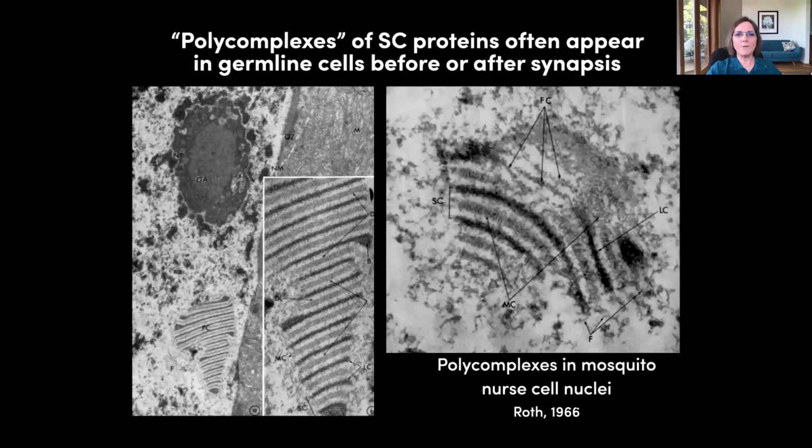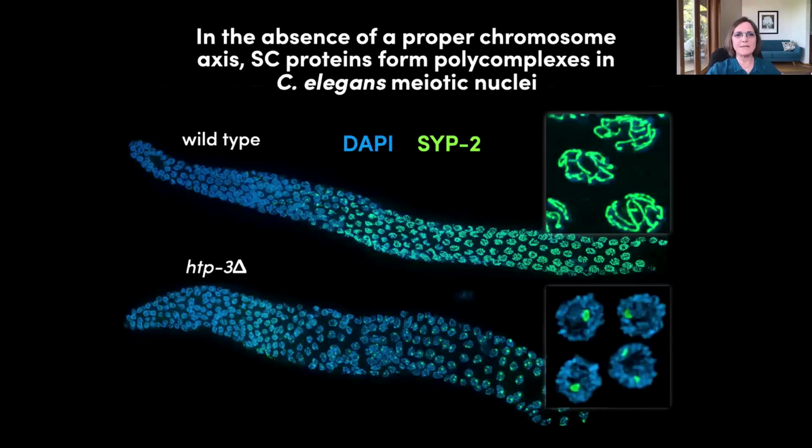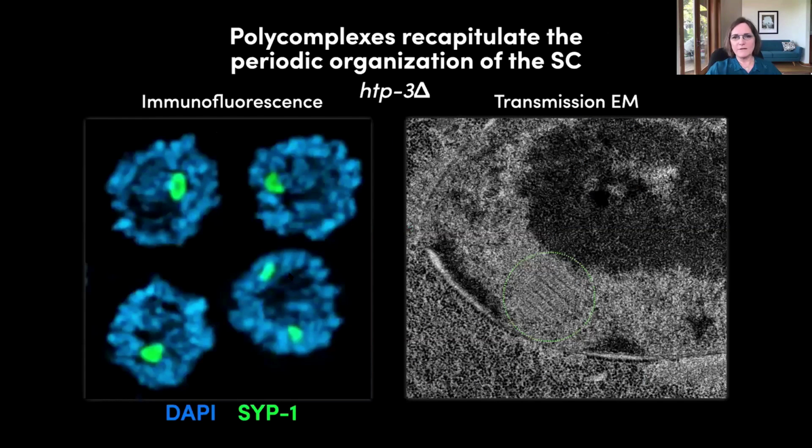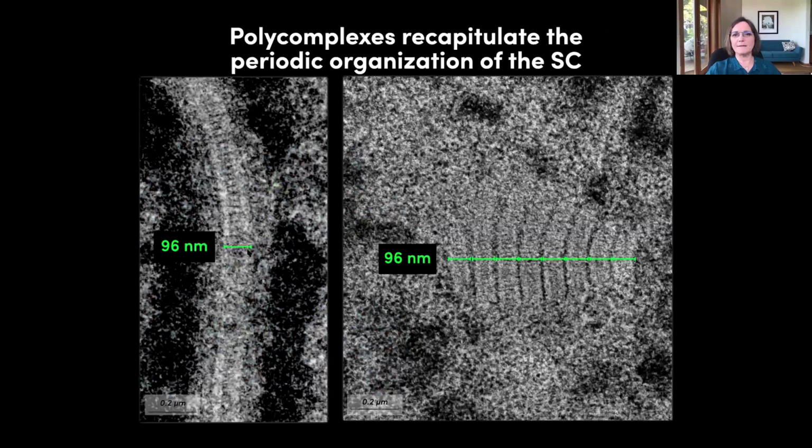We thought that we could observe polycomplexes in C. elegans because it had been reported by Monique Zetke's lab that the absence of this key chromosome axis protein, HTP3, led to the appearance of these bright dots in each meiotic nucleus that were positive for synaptonemal complex proteins. So we looked at these structures by electron microscopy, and we observed that they are indeed polycomplexes. They appear to be multimers of synaptonemal complexes. They recapitulate the precise spacing and this kind of striated appearance of synaptonemal complexes. So they're aggregates of SC proteins, but they are not associated with chromosomes.